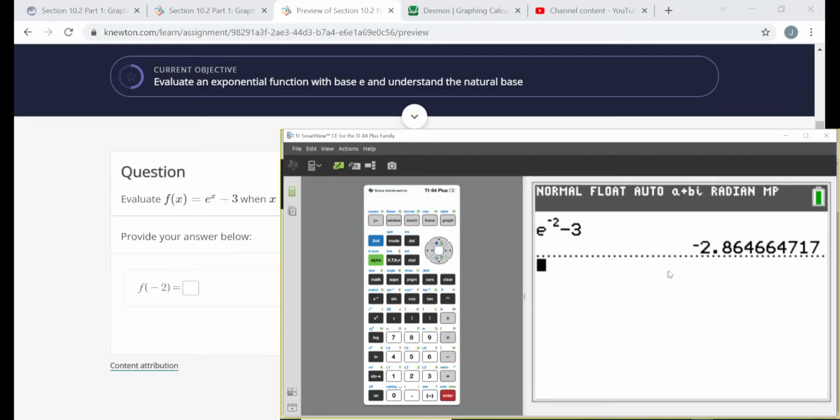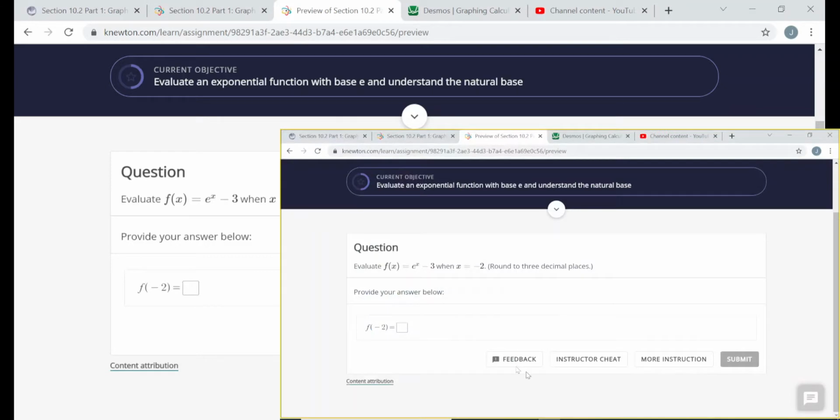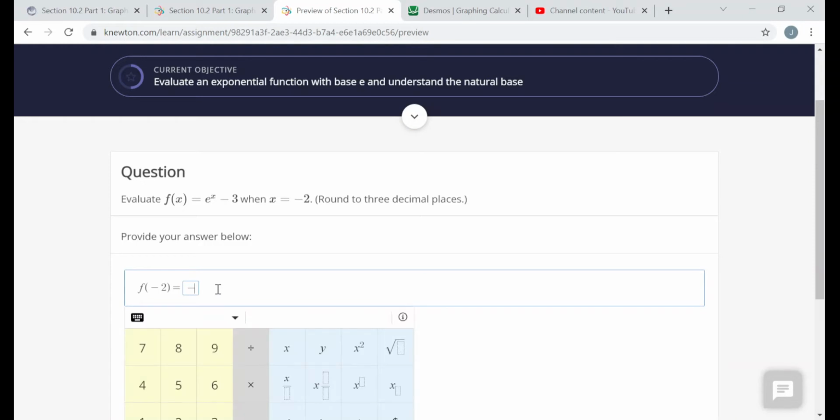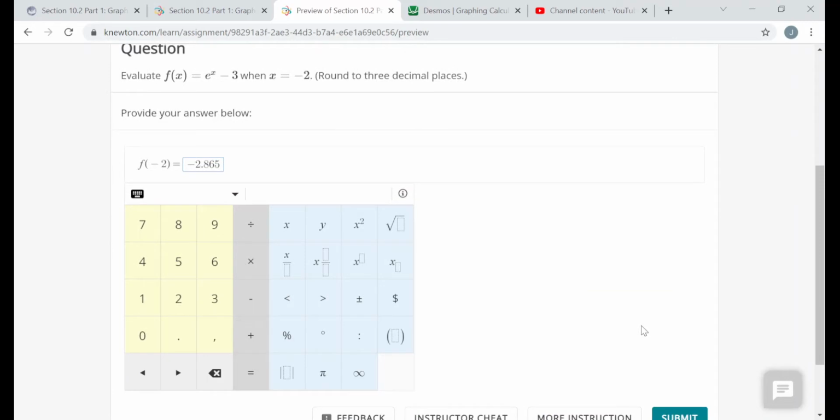And that's -2 point something, and they again ask us to round to 3 decimal places. -2.864, but then the next one's a 6, so I bump it up to 865. All right, so -2.865 is what I'll enter here, right? So -2.865 rounded to 3 decimal places.